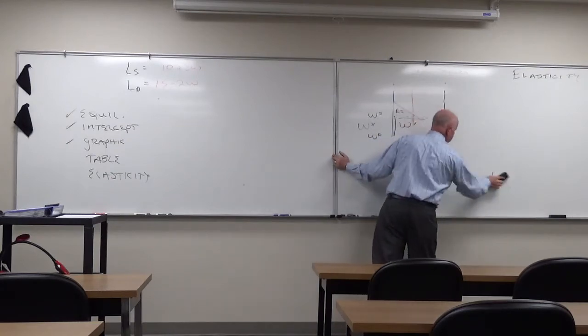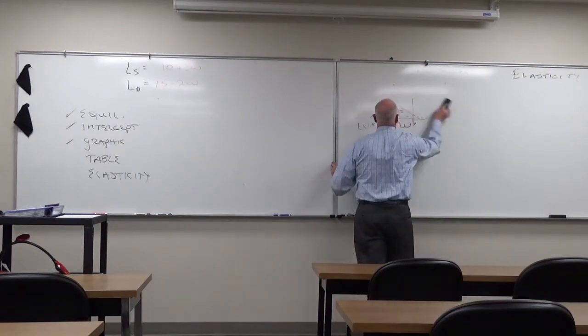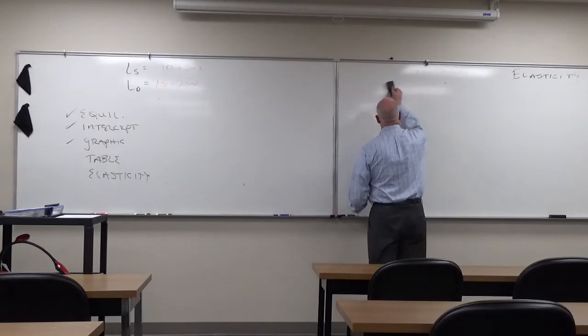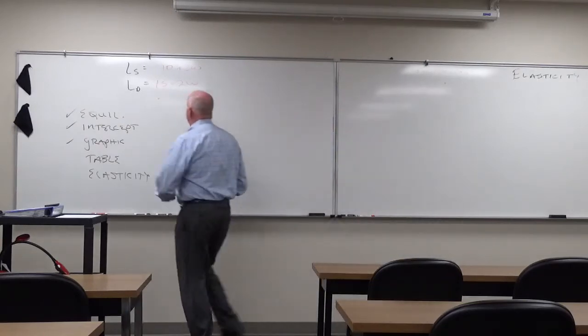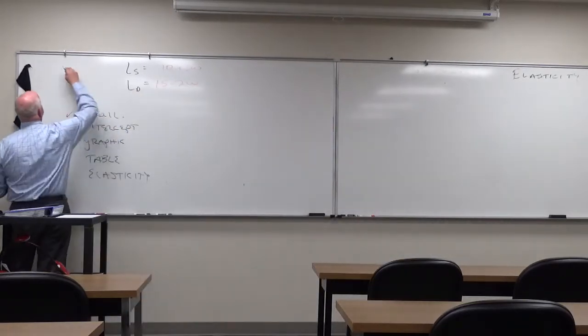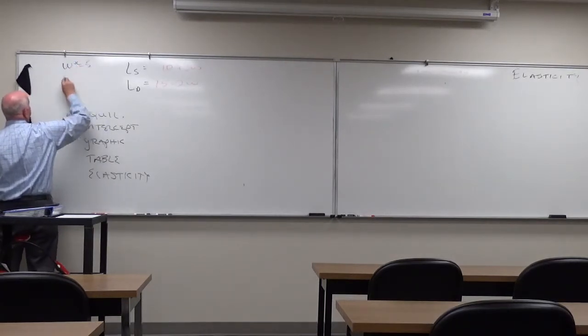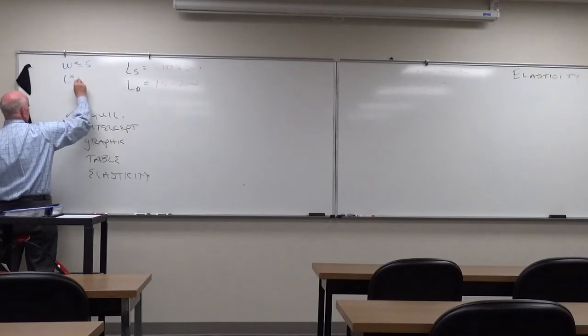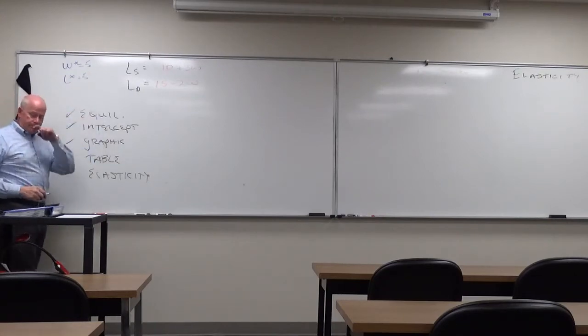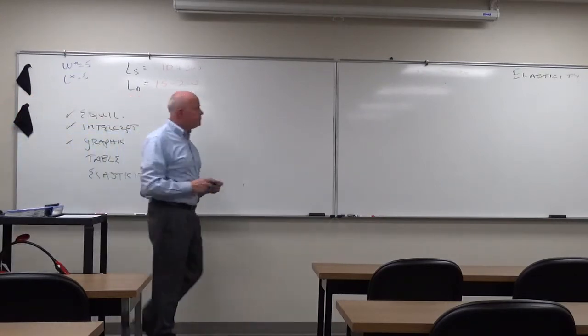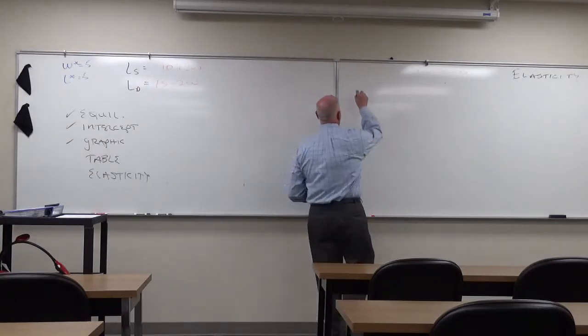We'll keep the same two equations we had. But I want to remember for a minute what our W star and L star were. Recall that W star was equal to 5 and L star was equal to 5. We're going to come back to those. So what does elasticity look like?